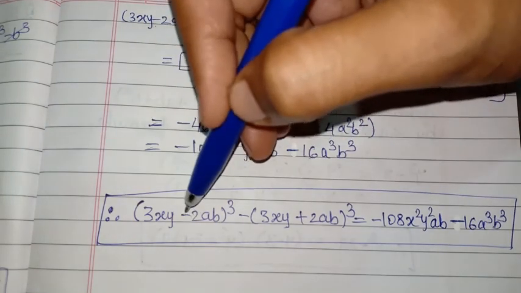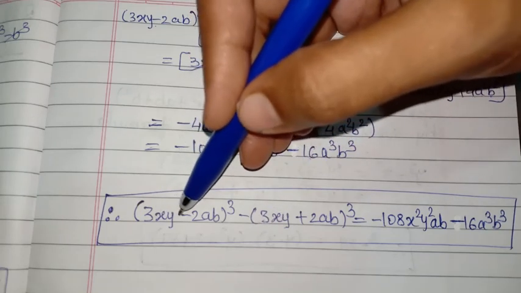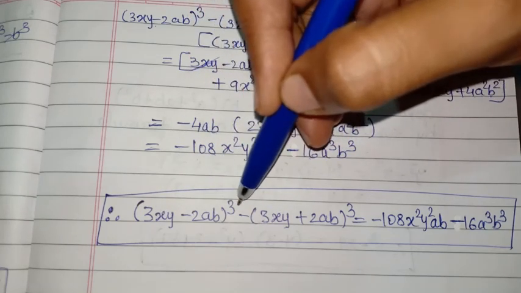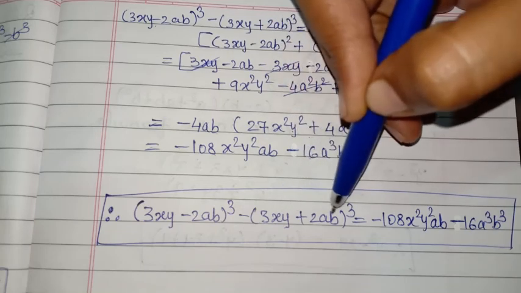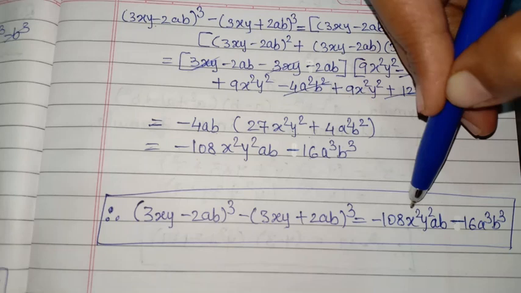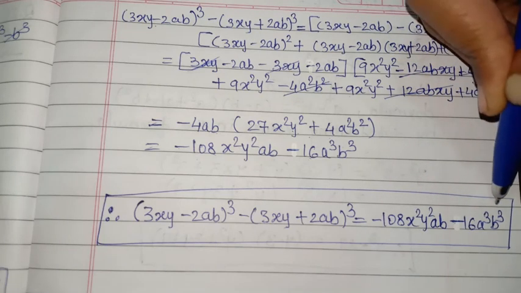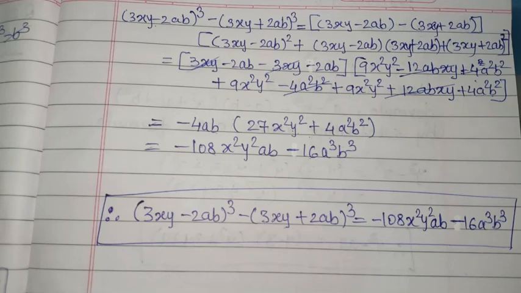Now we'll write it in front of the question which is asked, that is (3xy minus 2ab) cube minus (3xy plus 2ab) cube is equal to minus 108 x square y square ab minus 16a cube b cube. Children, in this way we have completed practice set 6.3.